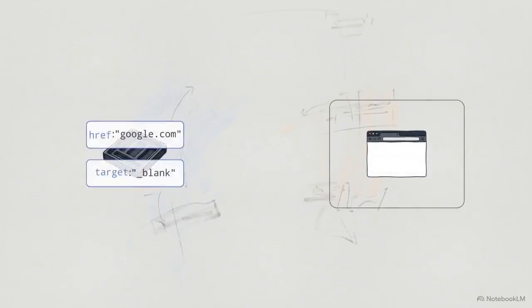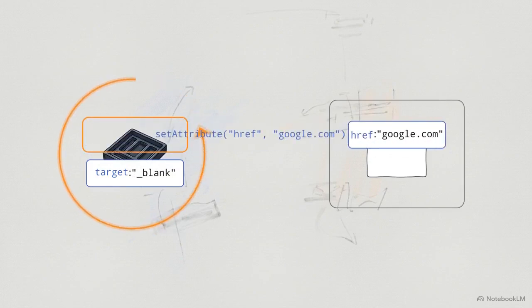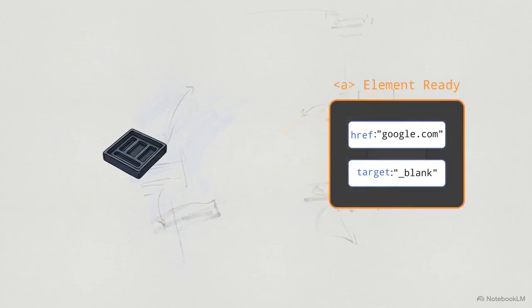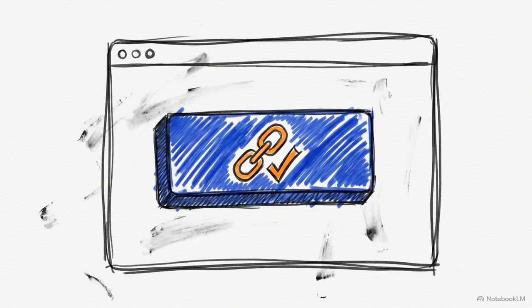A for-in loop over the props object processes attributes sequentially. It isolates the first key-value pair, passing it into the setAttribute method to attach data to the DOM node. The loop then steps through remaining properties, injecting each until the list is exhausted. The loop finishes, leaving a fully decorated and functional DOM element held in memory, ready for display.